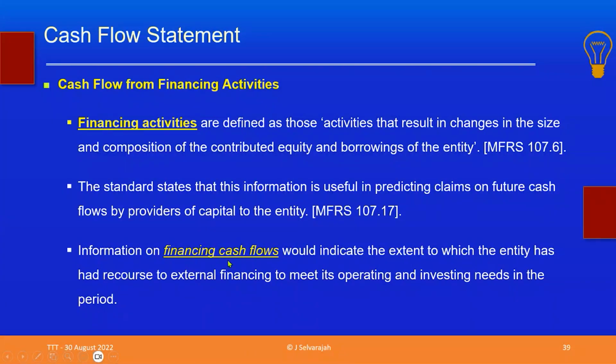So information on financing cash flow indicates the extent to which a company has to borrow from the outside to meet the operating requirements of the company, or even to meet the investing needs. For instance, if you want to set up a new factory, you may use part of your own equity, and there could be partly borrowings. So how much of it is borrowings, how much of it is equity? It is easy to see from the cash flow.